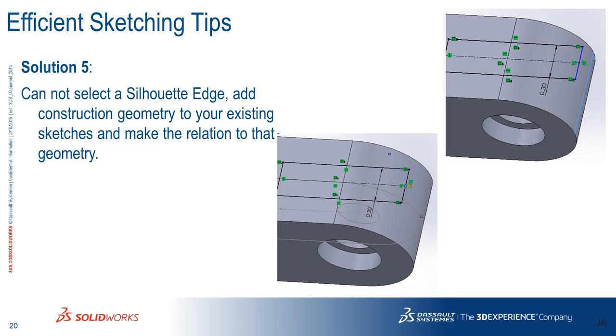I like doing this as well because now I'm locked into a solid piece of geometry. I can put some equations, I can control this thing with a design table, and I know it's always tied back to that sketch entity versus being tied to a silhouette edge that could change or go away depending on how fillets and other items are made inside of my model.